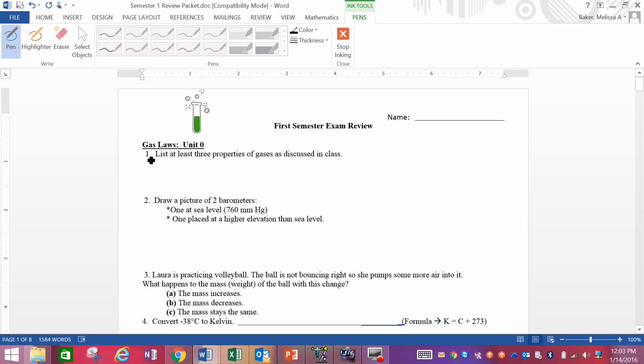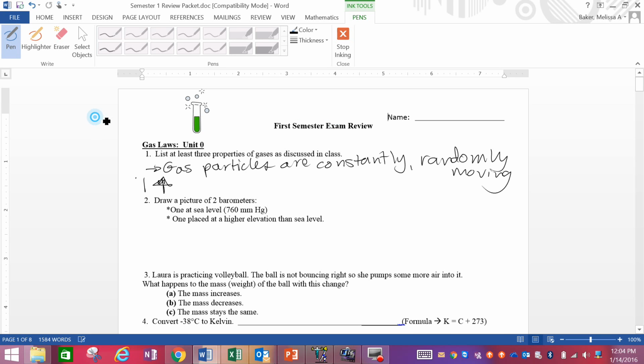So this goes way back to the first week of school, but just think about what you know about gases. Gas particles are constantly moving, right? They're all around us. They're constantly, randomly moving. They don't know where they're going. If you heat up a room, as the temperature goes up, the average speed of gas particles also goes up.